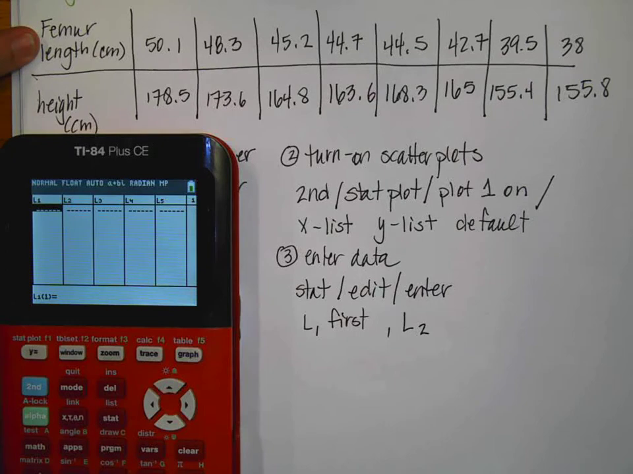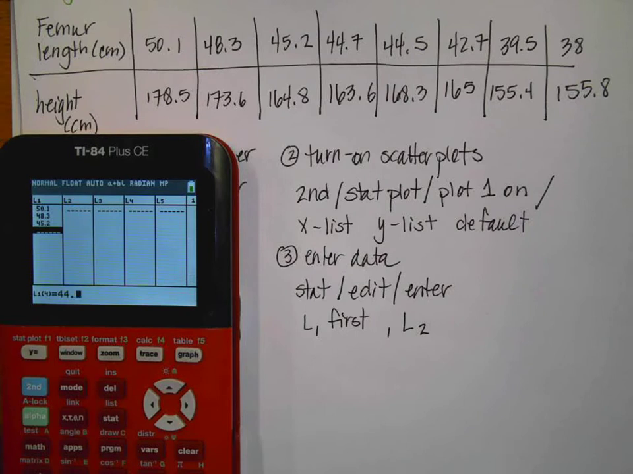This is my independent variable. The femur length is what I'm considering the independent variable. I can't change the length of your leg. That's not my job. Okay, so I'm going to enter all of my data. So make sure you take the time to do these steps because it is a long process.